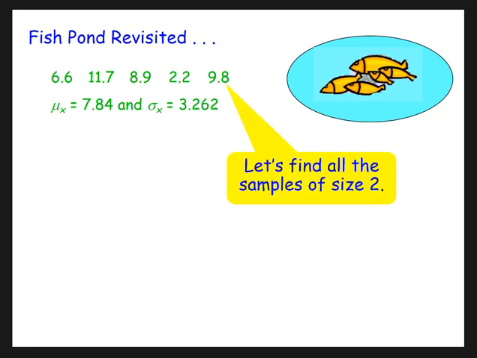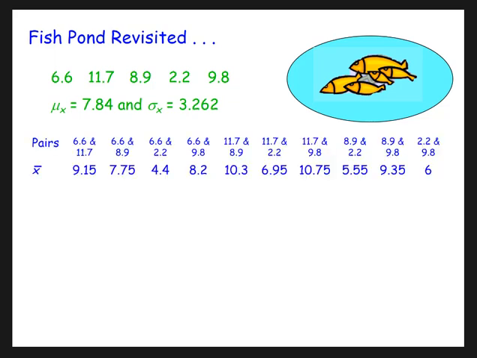Let's find all samples of size 2. Out of 5, the number of samples of size 2 is going to be, you can see here, 10 of them.